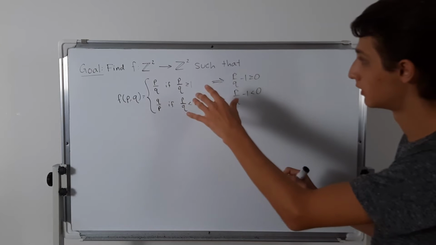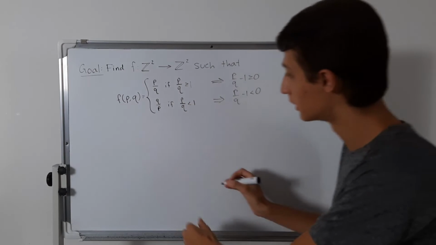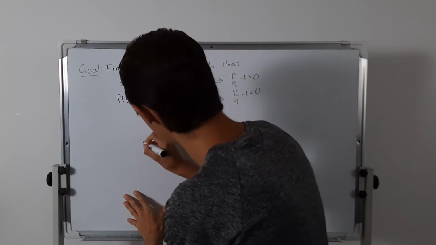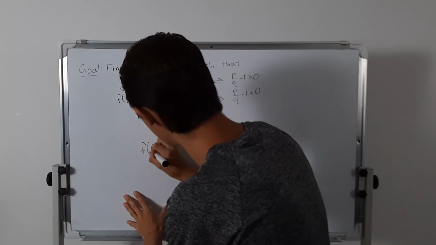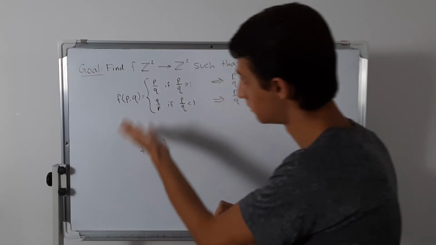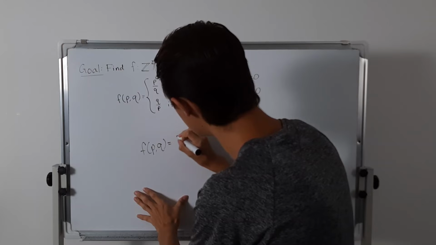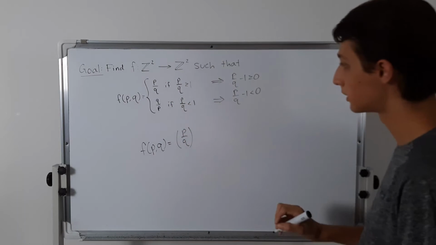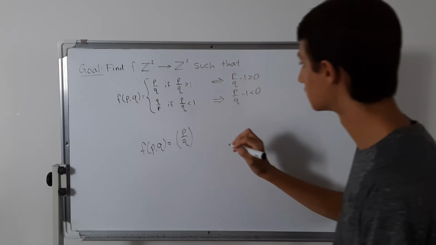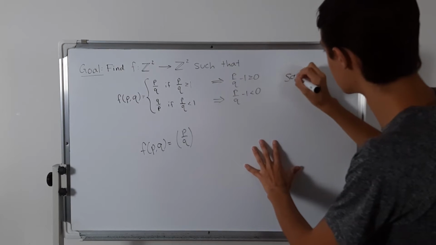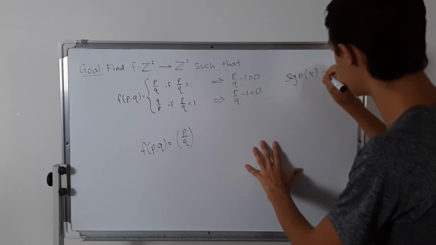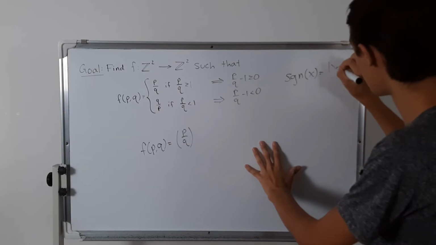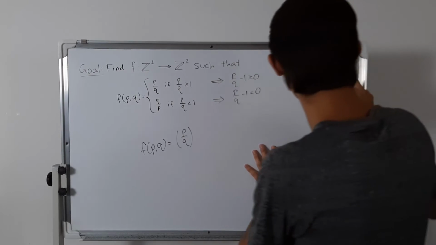And so let's take our input, I'll explicitly write it down, so f of p and q, where again p and q are integers. We're going to take p over q, and it's actually pretty basic. We are just going to use the sign function, so remember, the sign function, not sin, but sgn, is just absolute value of x over x.